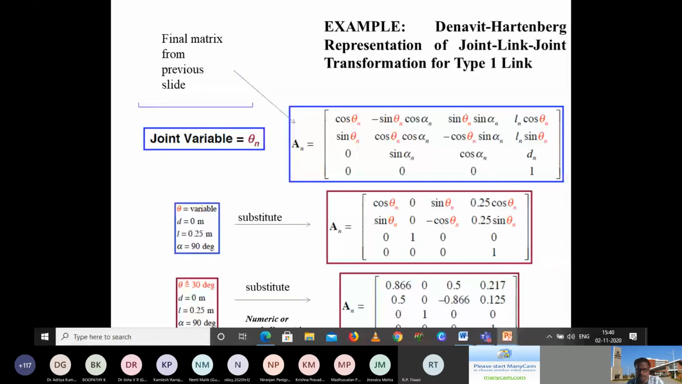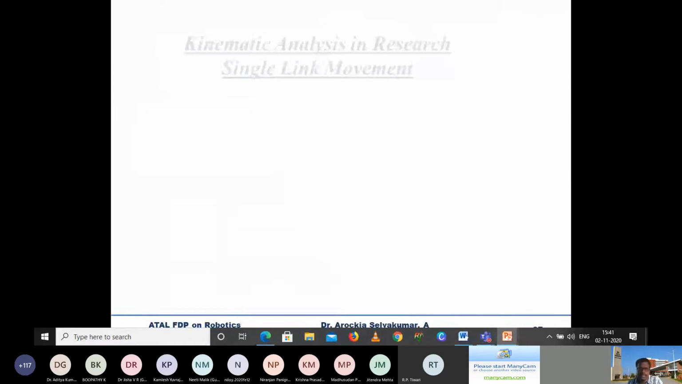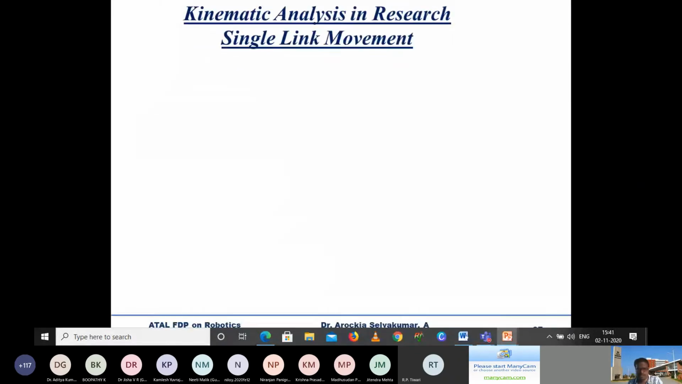You know the theta n value, the alpha value, the L value, and the D value also. In a physical construction, once you know all these parameters you can substitute them, and you can find out the location of the end effector or a particular joint. This is related to my research topic.